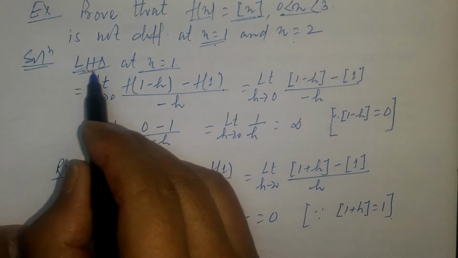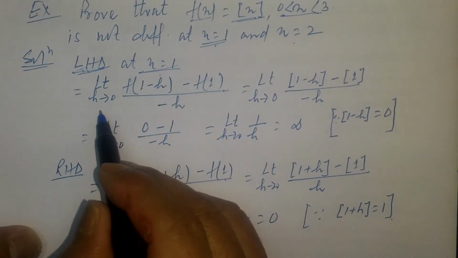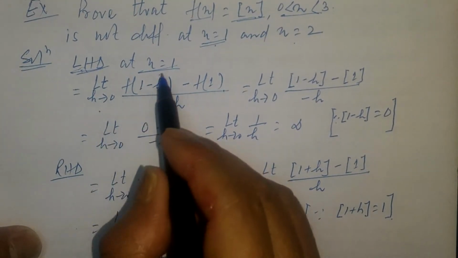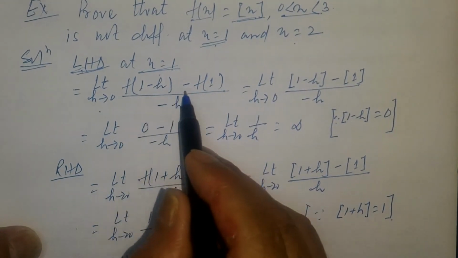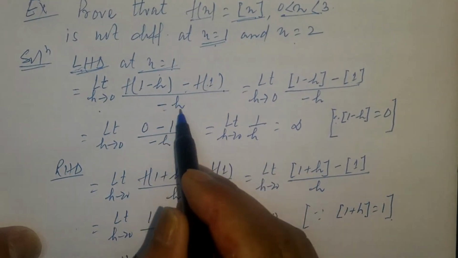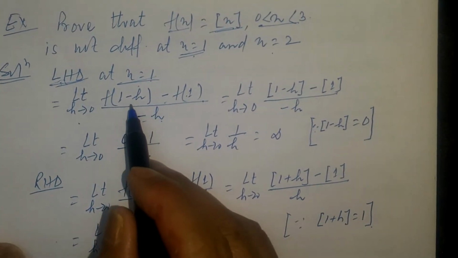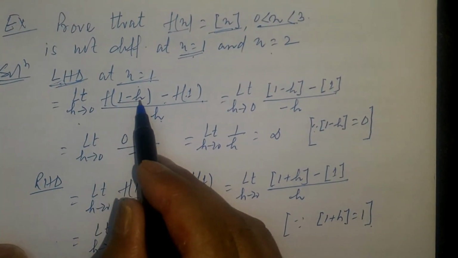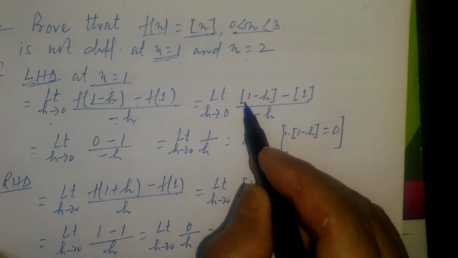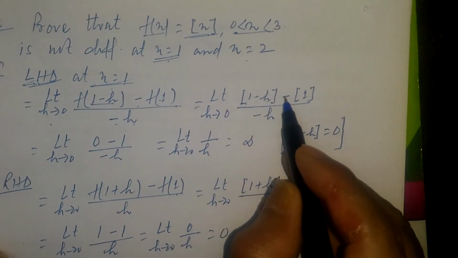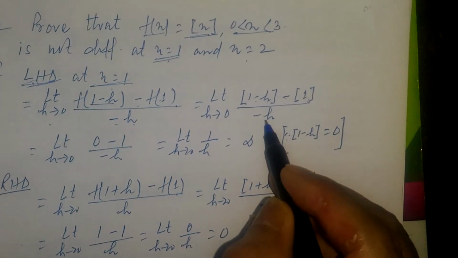So the left hand derivative at x equal to 1, we can write limit h tends to 0. Here the point is 1. So we'll write f of 1 minus h minus f of 1 by minus h. Now we'll replace x in the function by 1 minus h. So we have box 1 minus h minus box 1 by minus h.